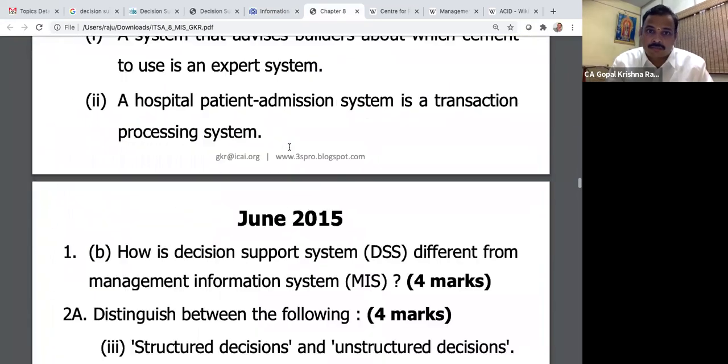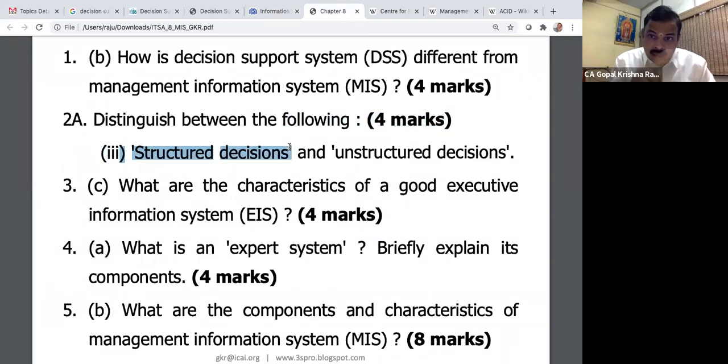Structured decisions. A structured decision example is MIS. Why? Because the information is already available. And what is the information you have to provide? TPS information is available. What is the information you have to provide? That is also known to you.